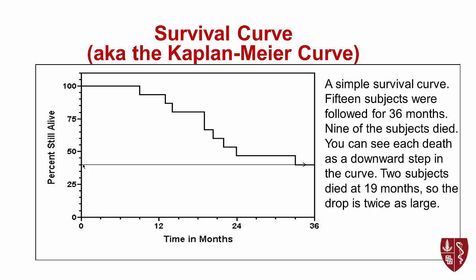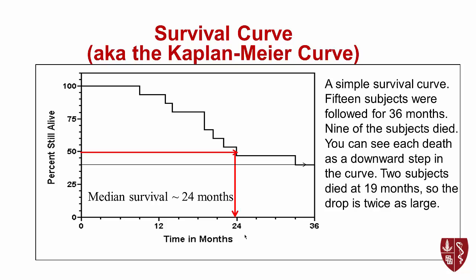The other measure of interest, as I mentioned, is the median survival, where we want to know the time at which 50% of our cohort is still alive. So if I take this horizontal line from the y-axis, where 50% is the proportion that survived, drop it to the curve, and then drop that vertical line down to the time axis, I can see that the median survival in this cohort is about 24 months.